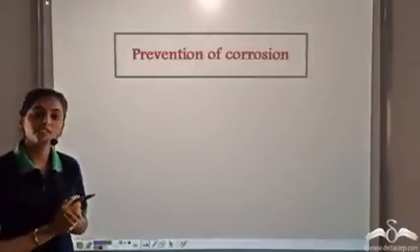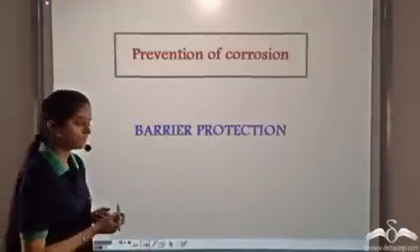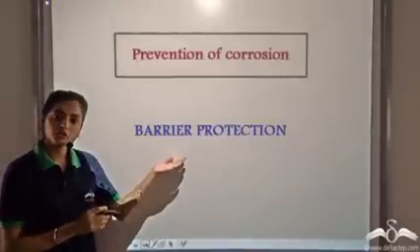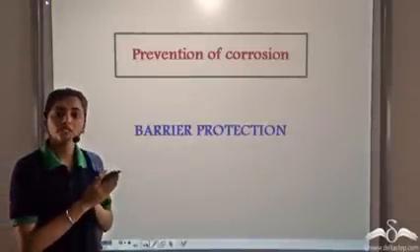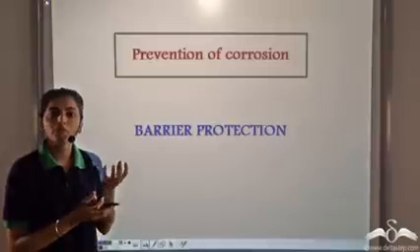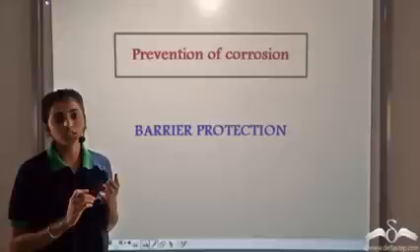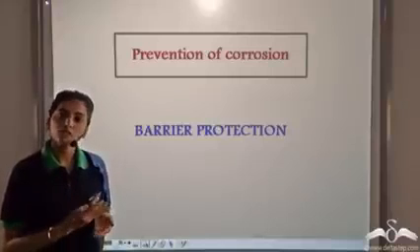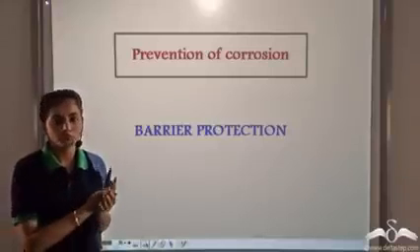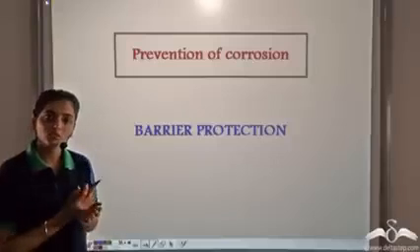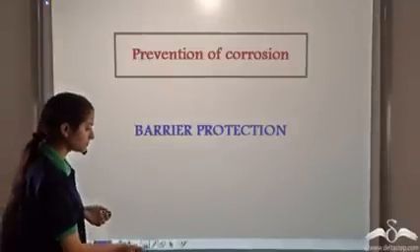And this is known as barrier protection. Barrier protection means we have to prevent the surface of iron from coming in contact with oxygen and moisture in order to prevent rusting or corrosion from taking place. So there are different methods which we use to prevent corrosion. Let's see what the different methods are.